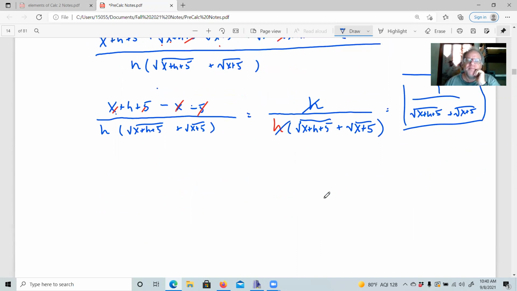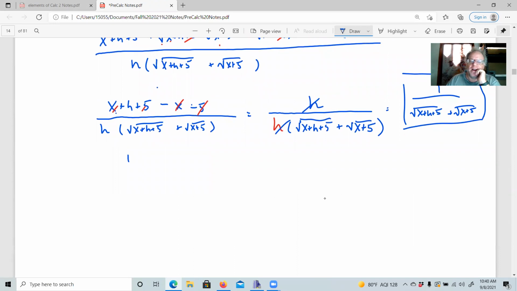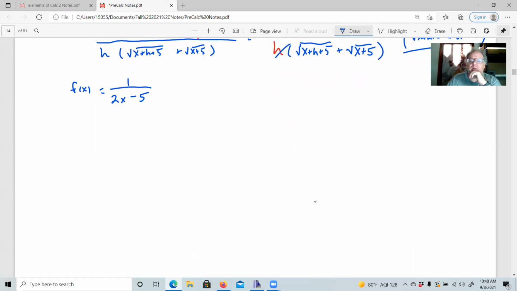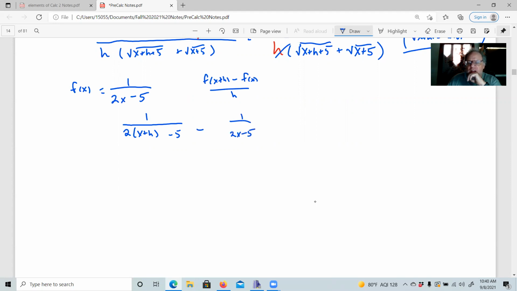Let's go to the next one. How about 1 over 2x minus 5? That seems like a question. Let's find a difference quotient. So that is going to be 1 over 2 times x plus h minus 5, minus 1 over 2x minus 5, all over h.